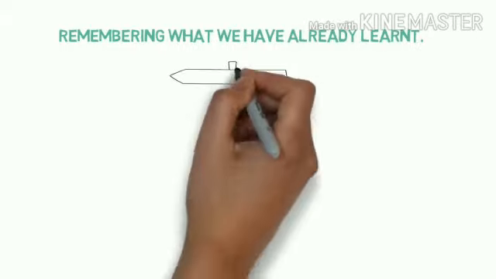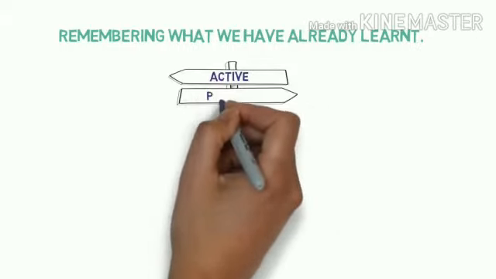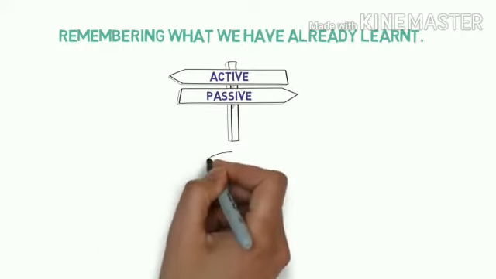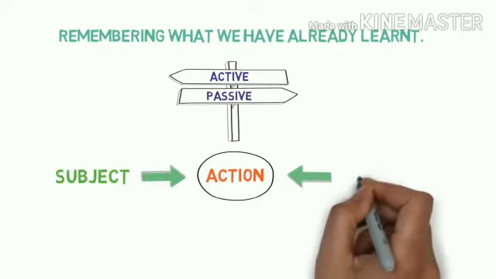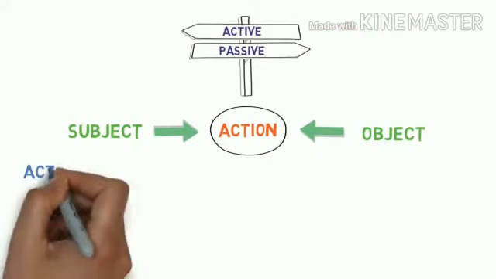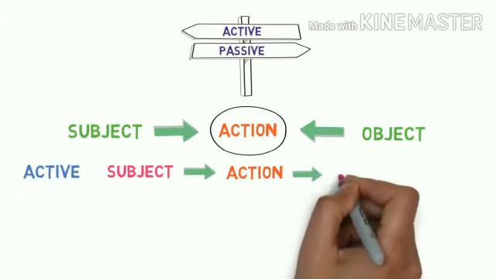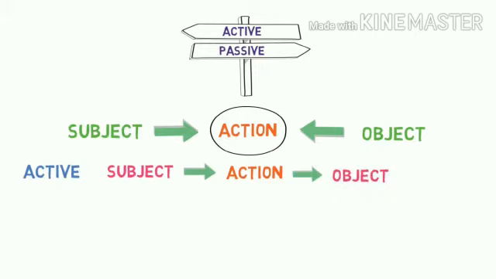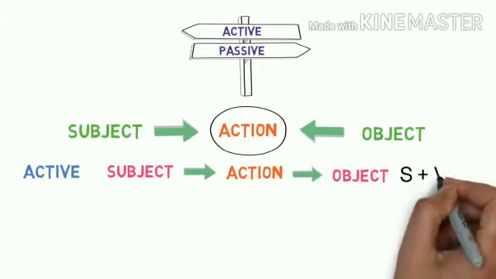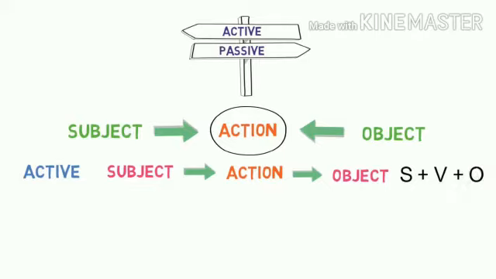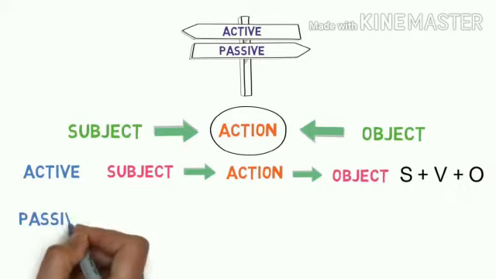There are two ways in which we can describe an action performed by the subject in relation to the object. First, active voice. Here, the subject performs an action and the object receives the action. The sentence structure is subject plus verb plus object. That is, subject followed by verb and object.